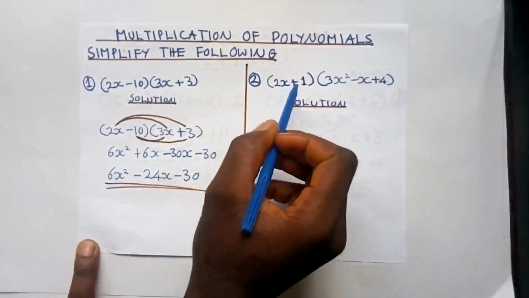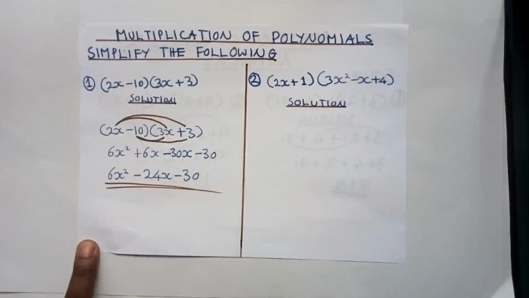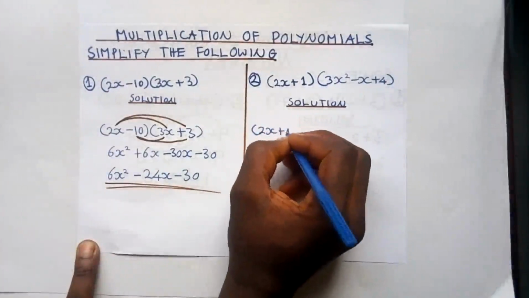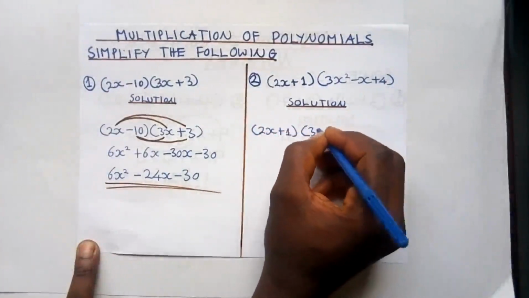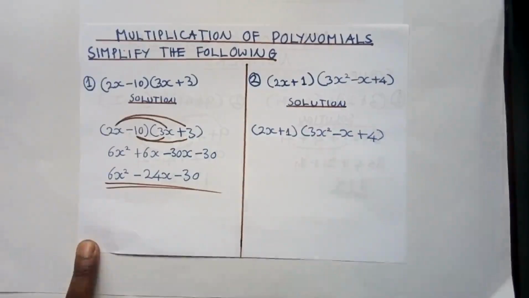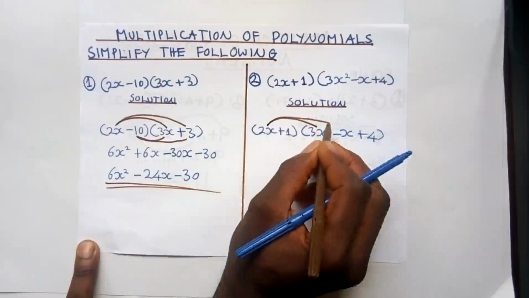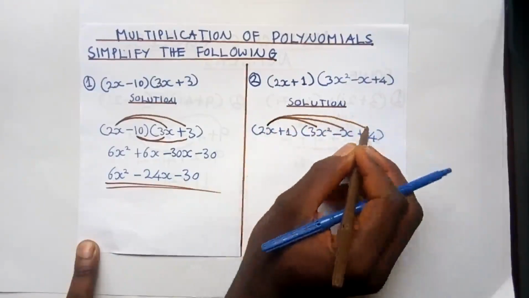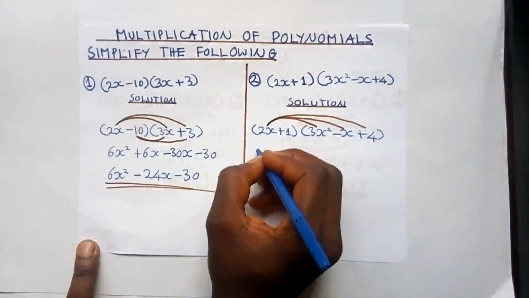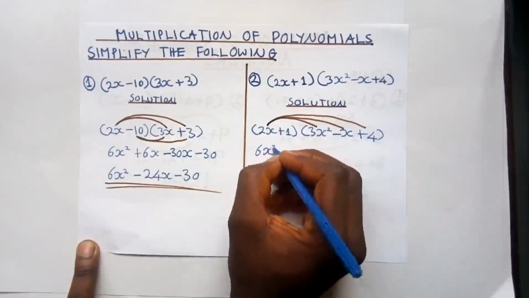Question 2. 2x plus 1 multiplied by 3x squared minus x plus 4. So 2x plus 1 multiplied by 3x squared minus x plus 4. 2x multiplied by 3x squared, 2x multiplied by minus x, and 2x multiplied by 4. So 2x multiplied by 3x squared gives us 2 multiplied by 3 gives us 6. x multiplied by x squared gives us x raised to the power of 3.